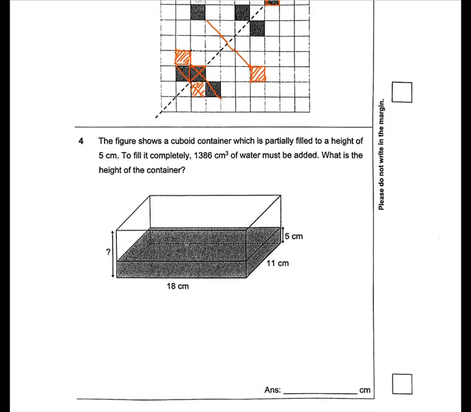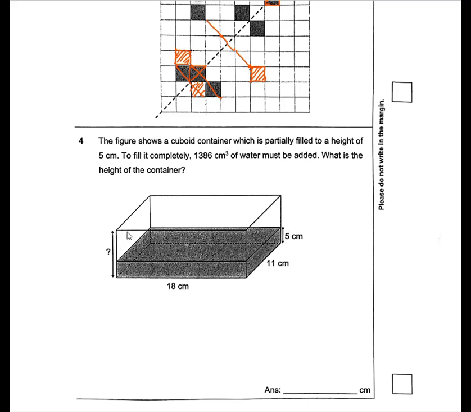The figure shows a cuboid container which is partially filled to a height of 5 centimeters. This is shown here as 5 centimeters. To fill it completely, 1386 cm cube of water must be added. What is the height of the container?